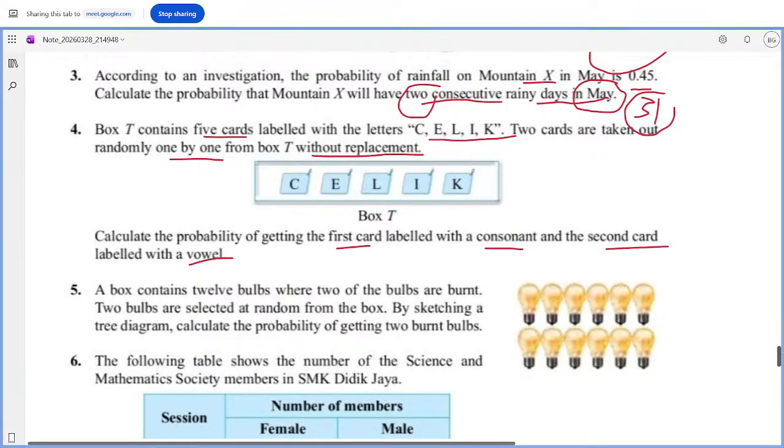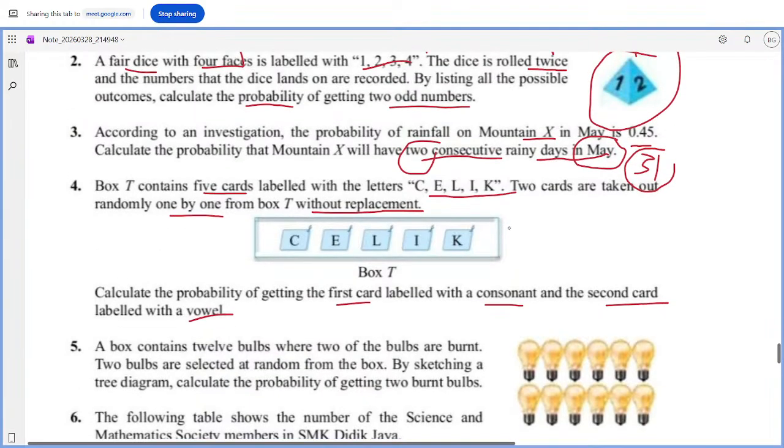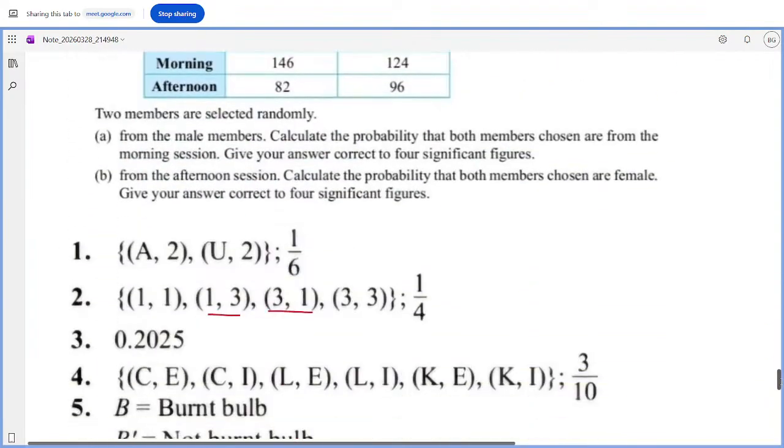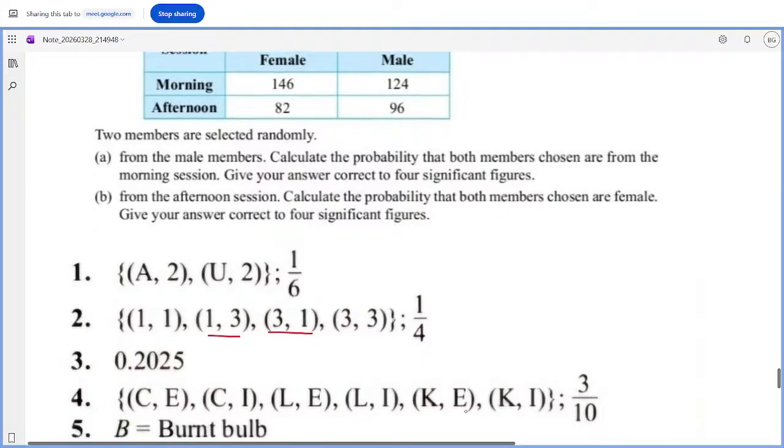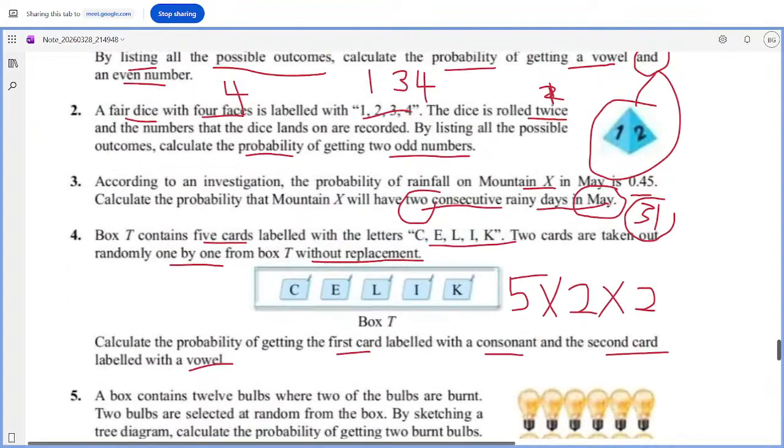Your sample space will be 20 because here got 5 cards. And then they say the first card must be consonant, second card must be vowel. So you need to times 2, because 2 cards, and then also times 2 for the order. First card consonant and then second card vowel. So 5 times 2 times 2, 20. And then you got 6 here. So 6 over 20, simplify 3 over 10. Do you guys get it?